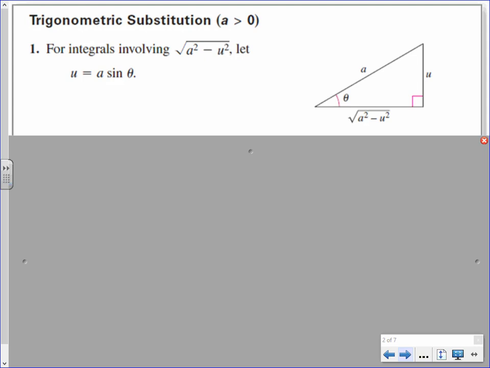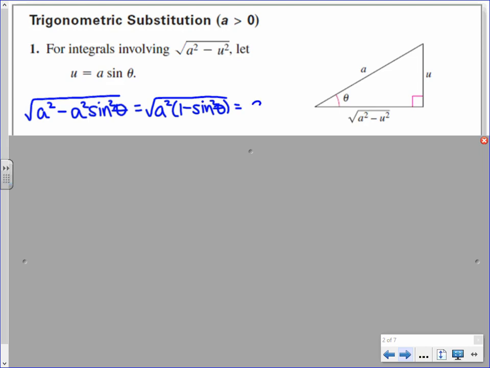Why do we let u equal a sine theta? If u equals a sine theta, then when we do our substitution, u squared becomes a squared sine squared theta. Conveniently, we can factor out an a squared. And what is 1 minus sine squared? Cosine squared. So then we can reduce that down to just a cosine theta. That is why we choose u to be a sine theta.